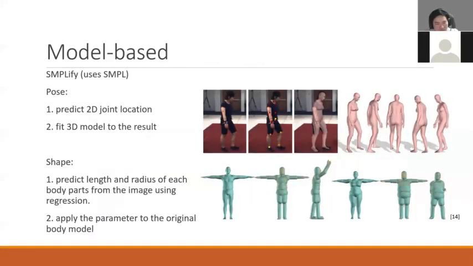For the model-based method, one example is SMPLify, which uses the SMPL body model. First, it predicts the pose in the 2D to 3D lifting manner and fits the 3D model appropriately to the results. The 3D model's shape is determined beforehand by the shape and size parameters found.